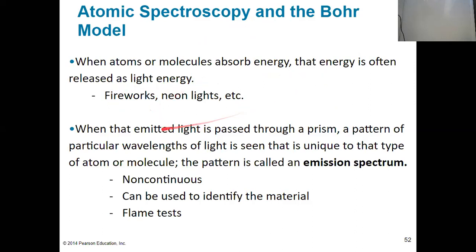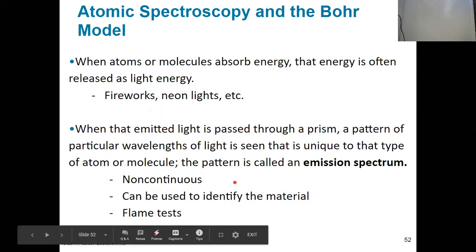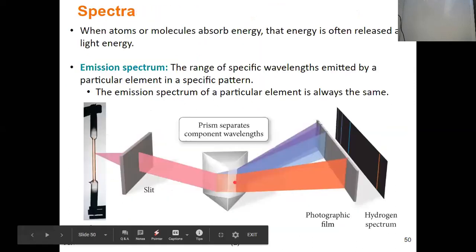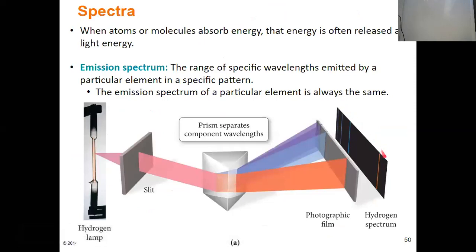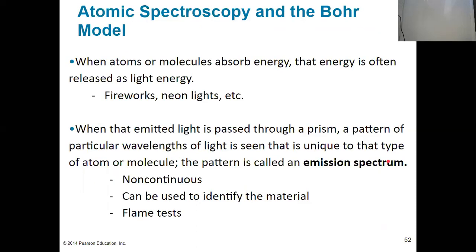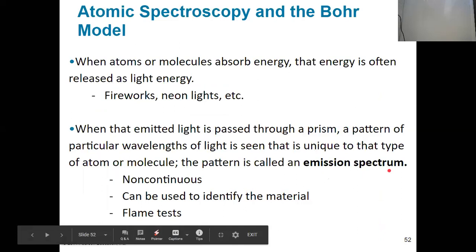Now, what we looked at before, the emitted light passed through a prism, that's when you can get a pattern of wavelengths unique to the element. They're what's called non-continuous. So this is continuous. This is non-continuous because you have the separation of each of the particular colors. And not all colors are going to be present in every emission spectrum, obviously. For hydrogen, there were only those 4 colors.